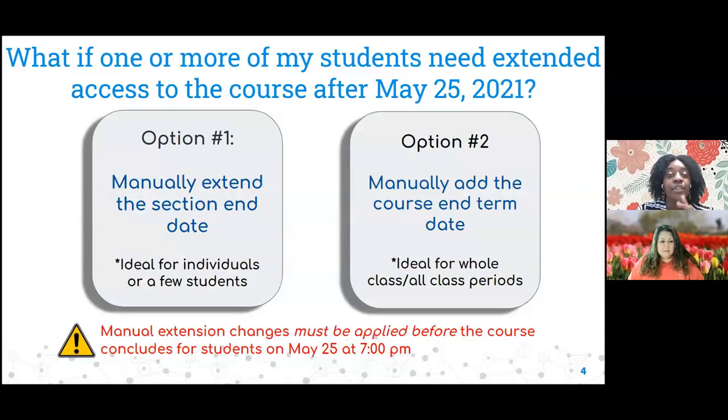So you actually have two options. Option number one is to extend the section end date manually. And that option works best if you have maybe one or two students that need access to your course.